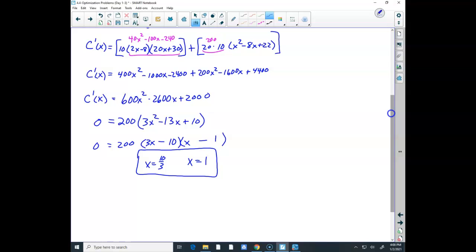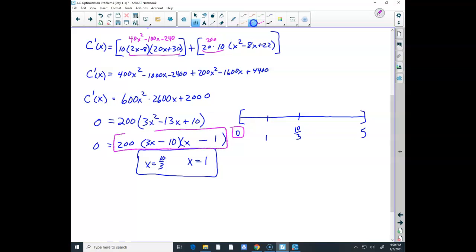So these are my critical values. I'm going to place my critical values with my endpoints on here. Here's going to be 1, and here's going to be 10/3. Because 0 is not a critical value, if I put 0 in here, and again, I'm rolling right into this equation, when I plug 0 in there, I can see this first one's a negative and a negative, which means I'm going to be increasing there.